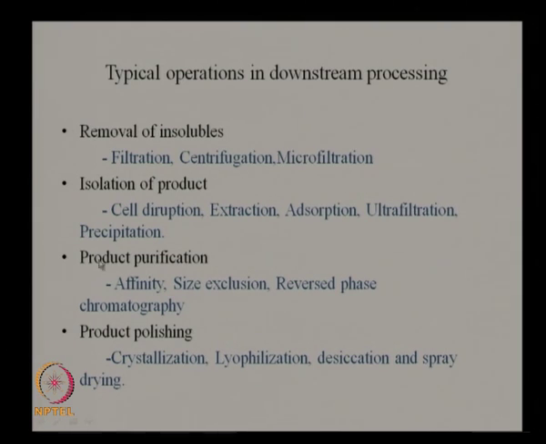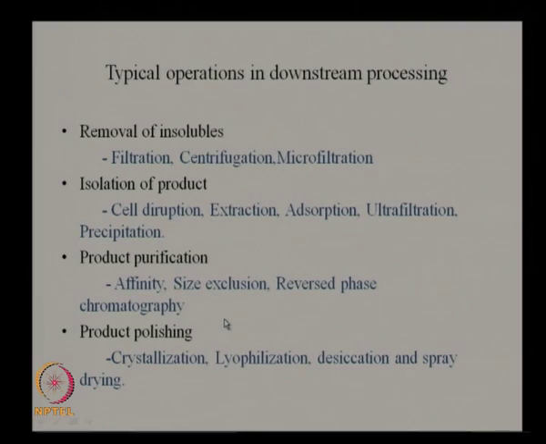The next step is, once you have isolated the product, you are purifying your product. This involves chromatographies, different types of chromatography: affinity chromatography, size exclusion chromatography, reverse phase chromatography. So you see, purification is always achieved by chromatographies, and chromatography is a very expensive technique, so it adds to the cost of your final product, and chromatography really purifies your product from maybe 60% to more than 90%. And finally you are polishing your product.